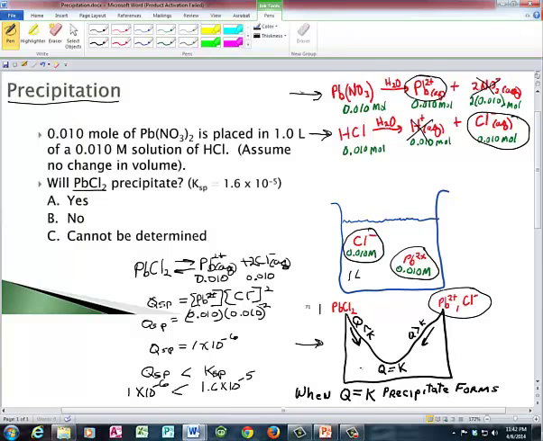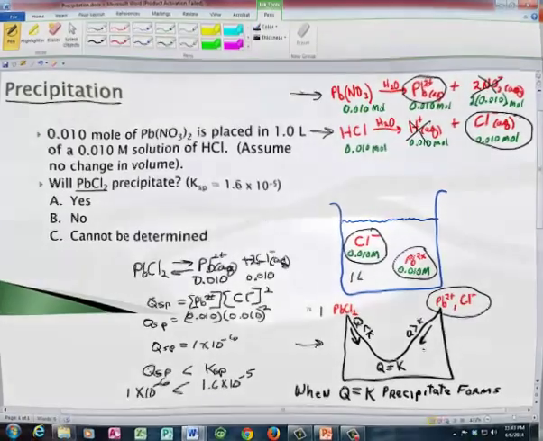So the bottom line here is, if you're given concentrations of ions that will form a compound, as long as Q is less than K, no precipitate forms, but when Q is greater than K, you get a precipitate forming.